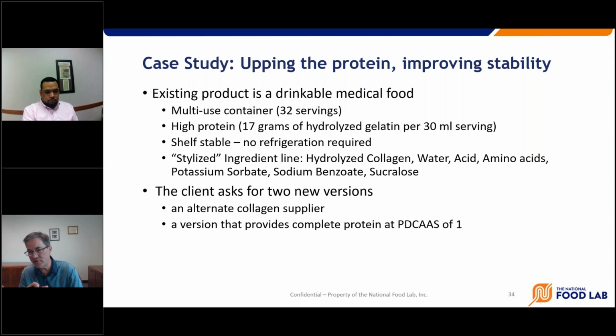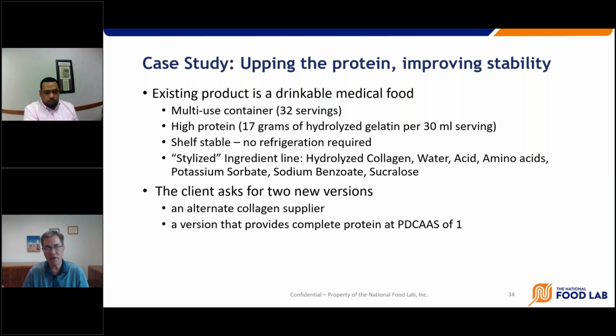So in this case, we're looking at an existing product, right? It's a drinkable medical food. It's a multi-use container, which adds new hurdles to how you want to process it, right? It's high protein, high levels of hydrolyzed gelatin, right? 17 grams in a 30 ml serving. It's supposed to be shelf stable, no refrigeration required. And if you look at a stylized ingredient line for this product, it's hydrolyzed collagen, water, acids, a few amino acids, which are specific to its use. They have sorbate, benzoate, and sucralose, right?